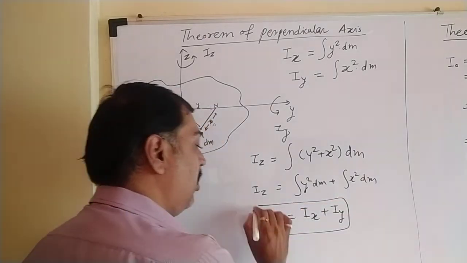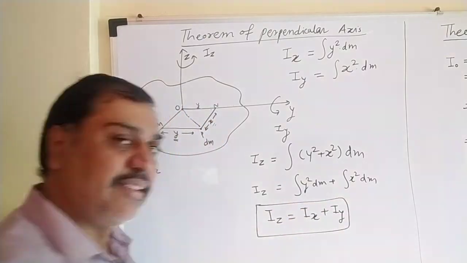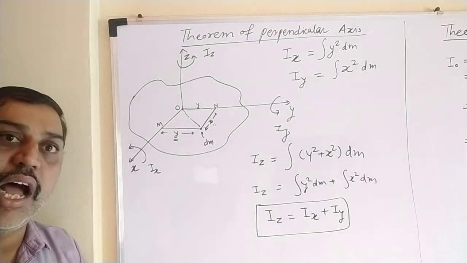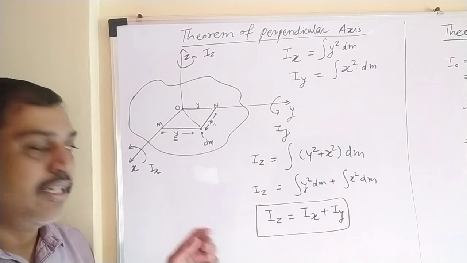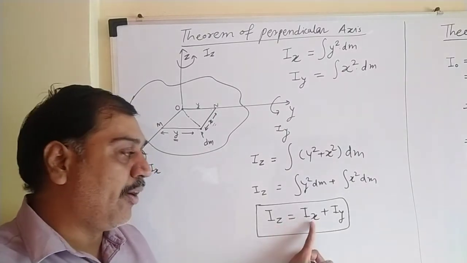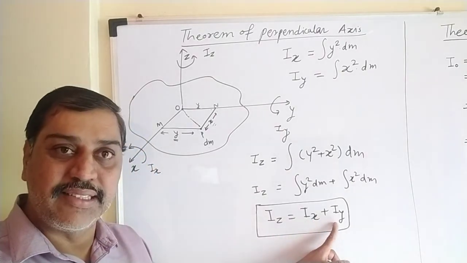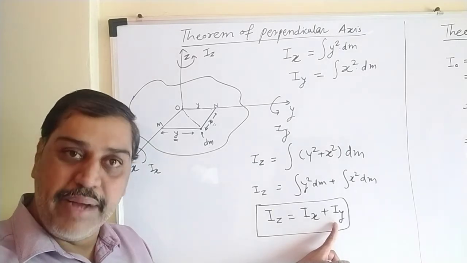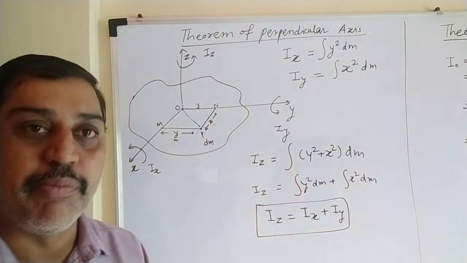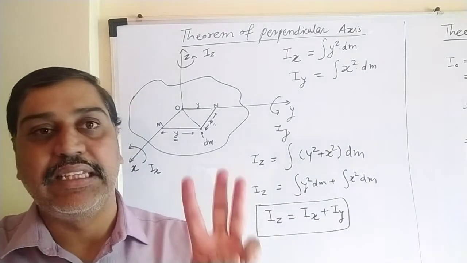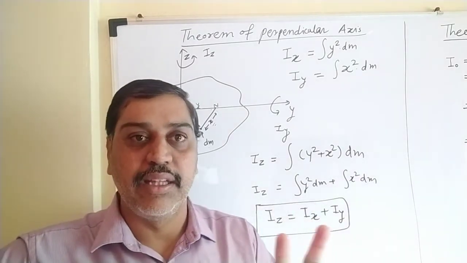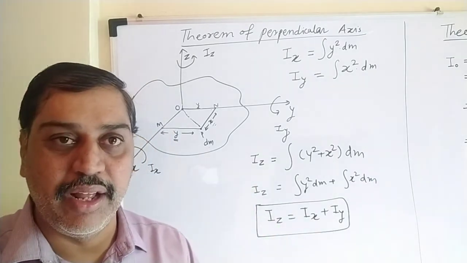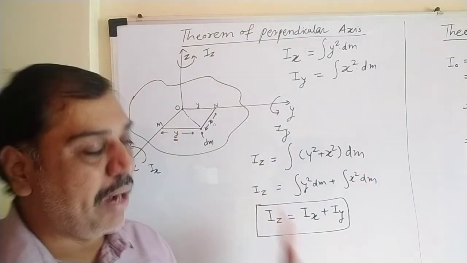This is the equation for the perpendicular axis theorem, which says that the moment of inertia about an axis perpendicular to the plane of a laminar body is equal to the sum of the moments of inertia about two perpendicular axes which lie in the laminar body. So this is the theorem of perpendicular axis. Whenever three perpendicular axes are there, out of the three, two lie in the body and the third one is perpendicular, then you can use this theorem.